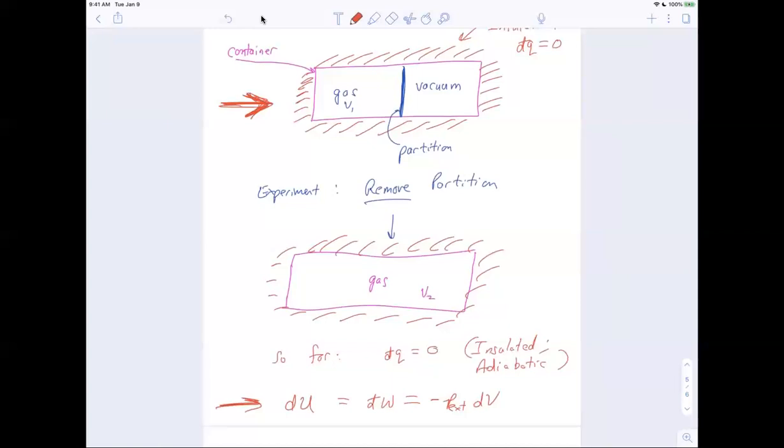So the work would be zero. Why? Okay, very good. Why did you say zero? It's a vacuum, so there's nothing over there, so there's no pressure. As soon as you open it, like you said, the instant you open it, it's going to be zero.